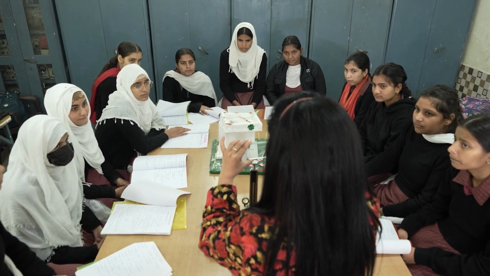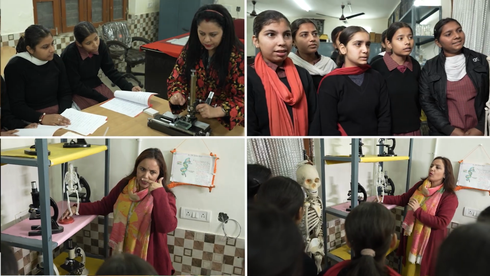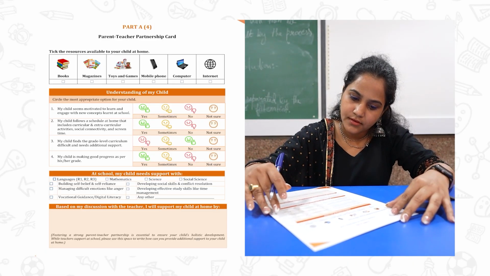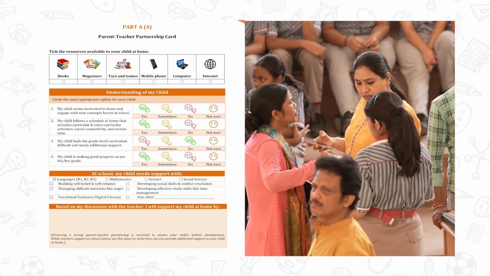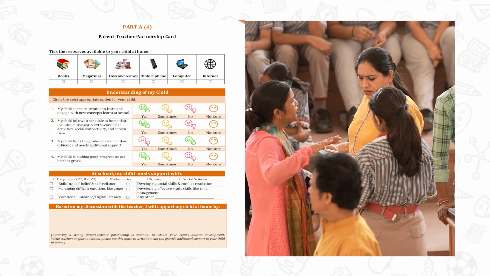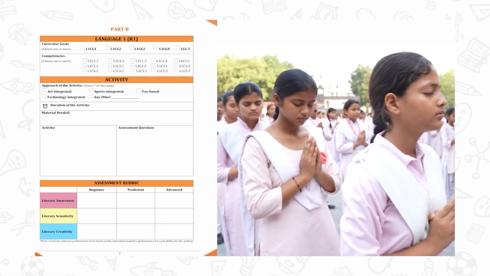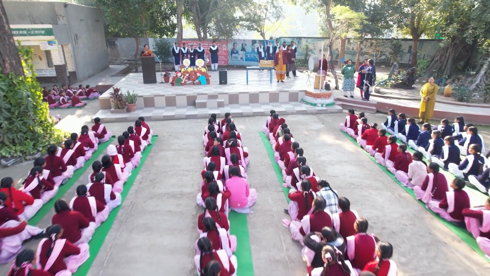At the middle stage, the role of parents is extremely crucial. Part A4, the Parent-Teacher Partnership Card facilitates a conversation between the teacher and the parents about the learner's current strengths and challenges faced. At the middle stage, there are 3 abilities: awareness, sensitivity, and creativity.